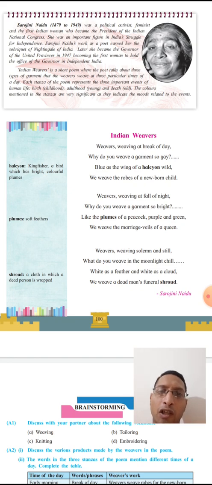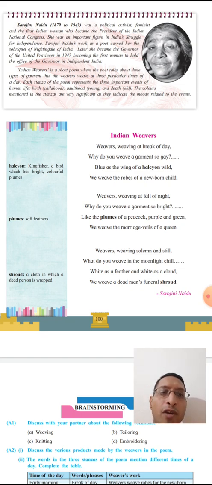Here, the poet has compared the cloth of the marriage veils of a queen with the plumes of a peacock, with the feathers of a peacock, using the word like. So it is a simile. A figure of speech is simile: like the plumes of a peacock, purple and green. We weave the marriage veils of a queen. So the second stanza represents the youth.